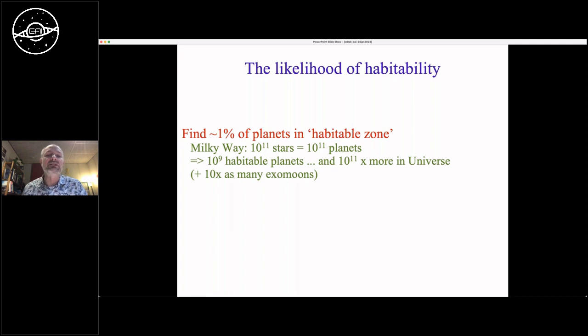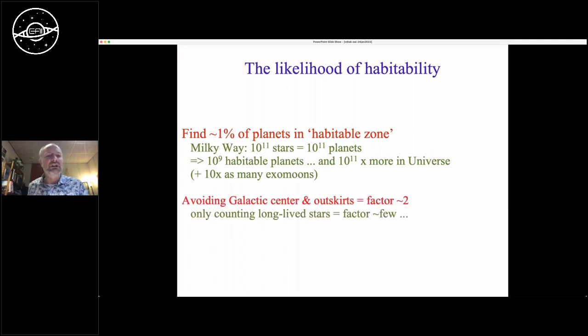The universe in total has about 100 billion galaxies as it happens, so the total number of habitable planets in the universe will be 10 to the 20 or 100 billion, I guess. The number of exomoons may be even larger, by the way. So it's clear that there are lots and lots of habitable planets in the universe as a whole.